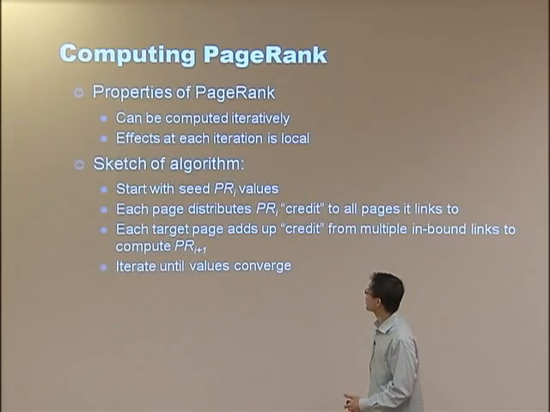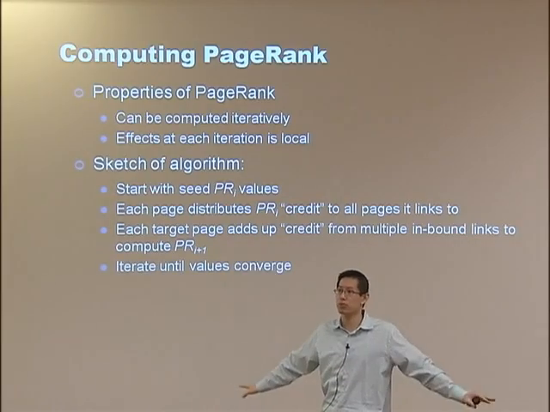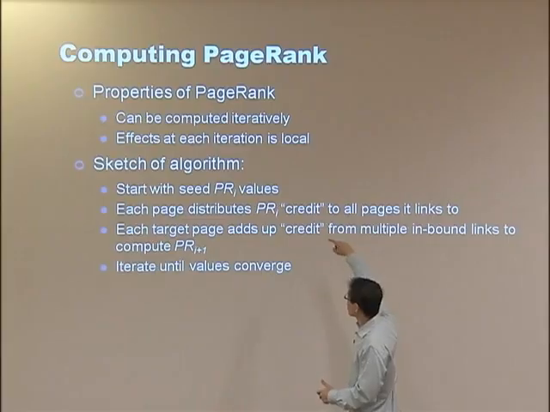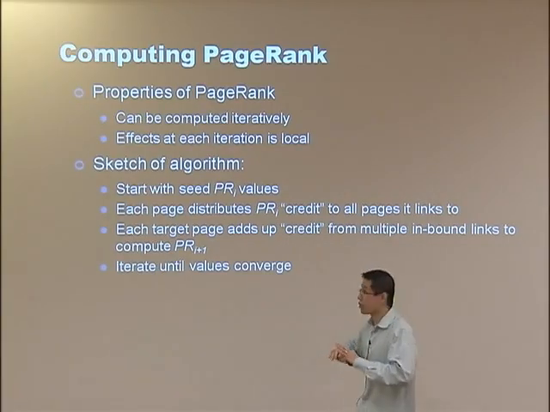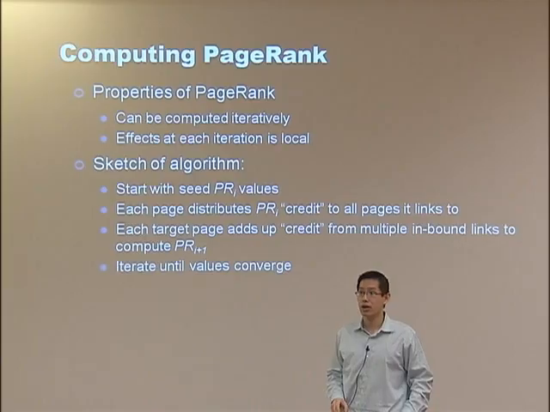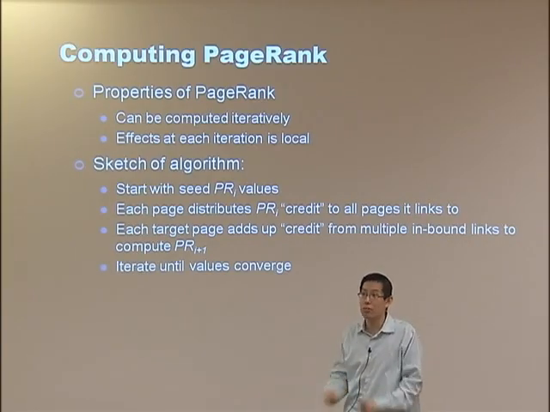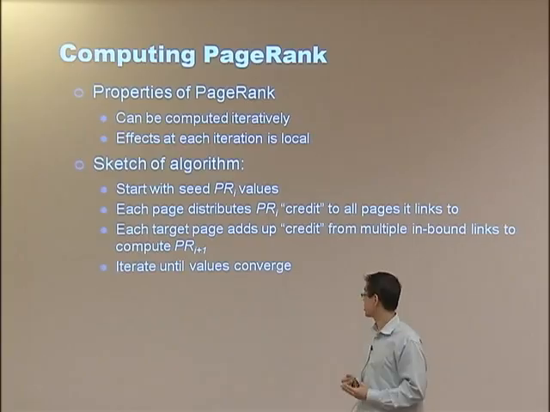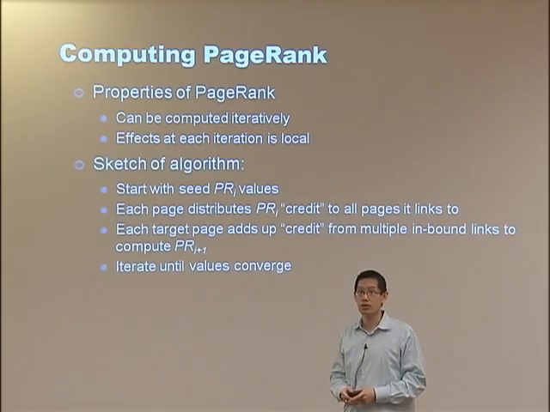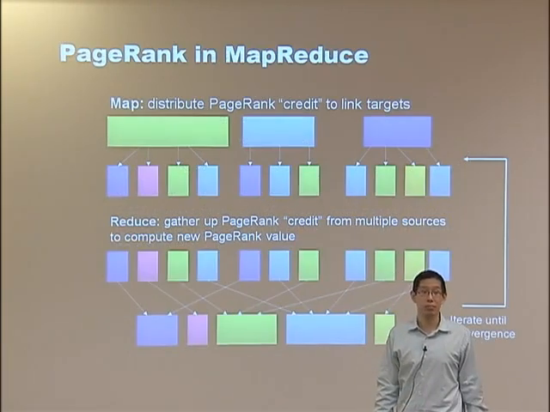So the sketch is, okay, we're going to start with seed PageRank values. That just establishes a uniform distribution over all the nodes. Each page is then going to distribute its PageRank credit to all its neighboring nodes. And all the target nodes are going to sum up the PageRank contribution that they receive. Okay, and you just want to iterate through this process. If you think about it, this is simply a MapReduce algorithm.